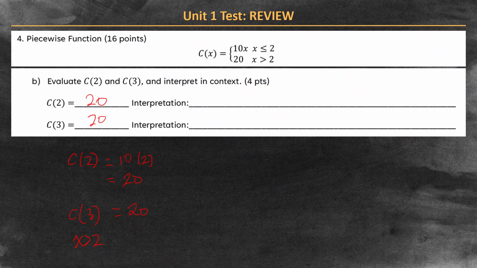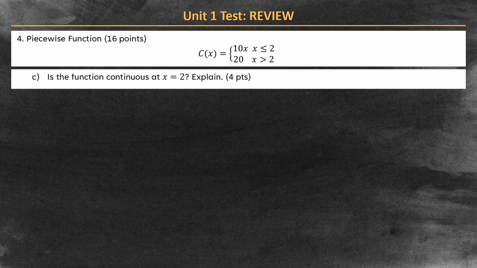So in the text, it says cost in dollars for number of items x. So for C of 2 is equal to 20, we're going to write that it's going to cost $20 for 2 items. Now for C of 3, it's also going to cost $20, but in this case x is 3, so it's going to be 3 items. So that is going to be your answer.